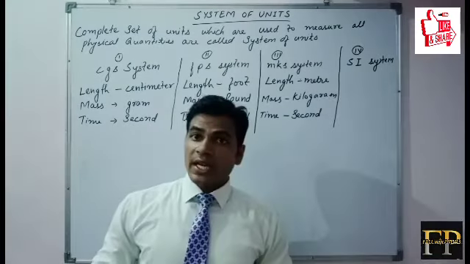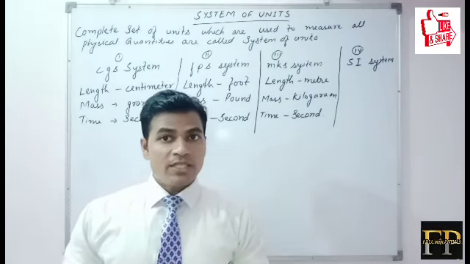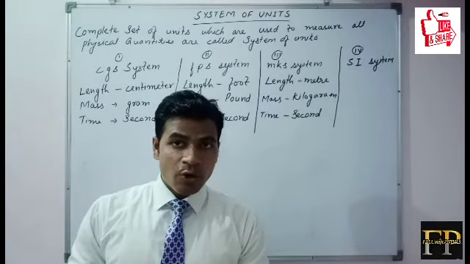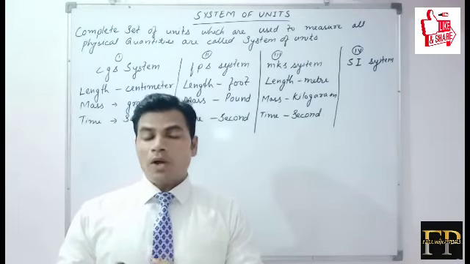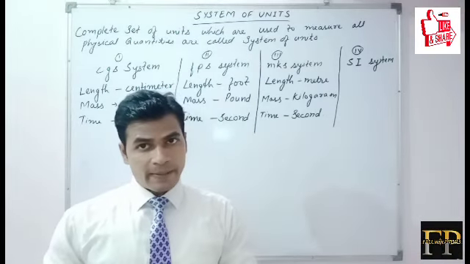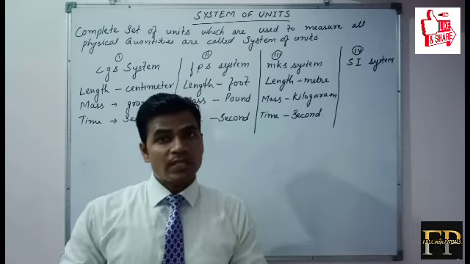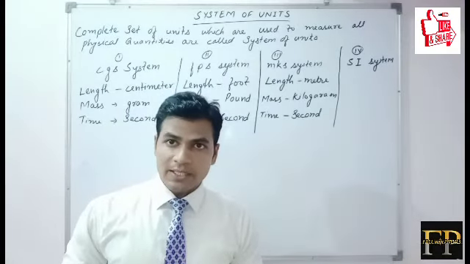यानी कि हमको एक ऐसा सिस्टम ऑफ यूनिट चाहिए, यानी ऐसे यूनिट्स चाहिए जो यूनिवर्सली एक्सेप्टेबल हों, साइंटिफिकली जिसको डिफाइन किया जा सकता हो और हम उसको आसानी से रिप्रोड्यूस कर सकें। Then the SI system of units was taken and accepted universally.